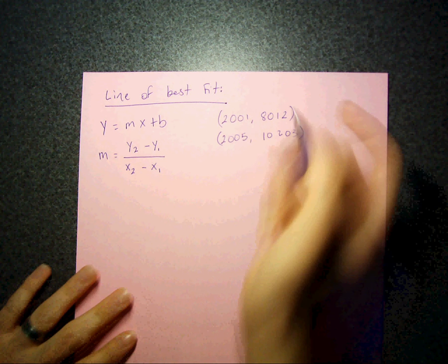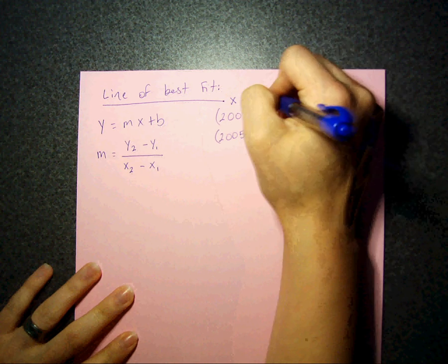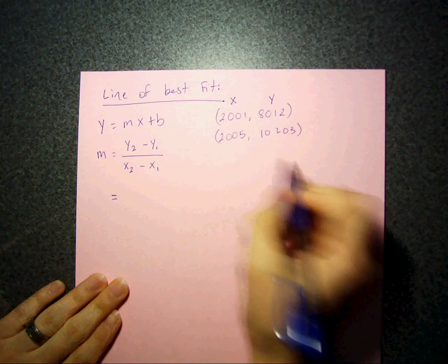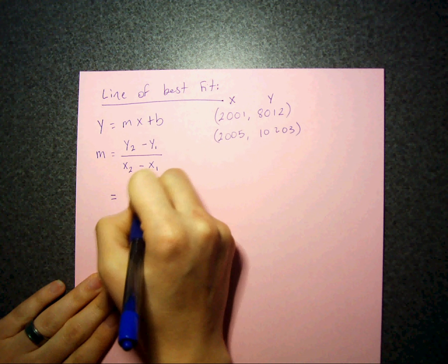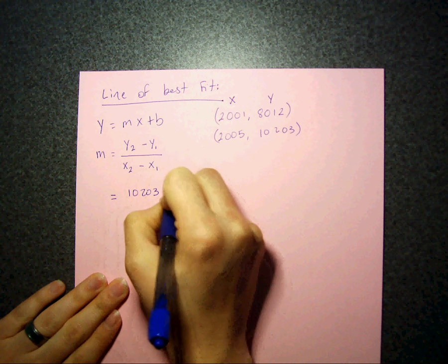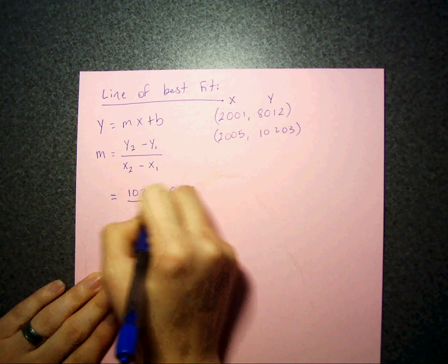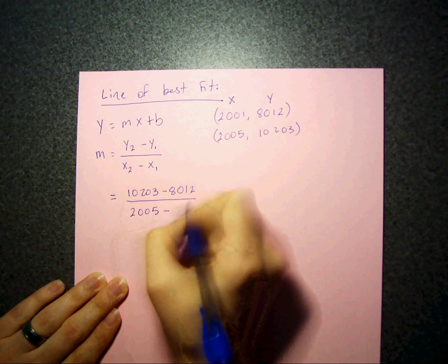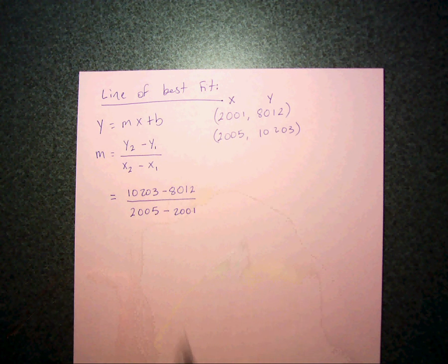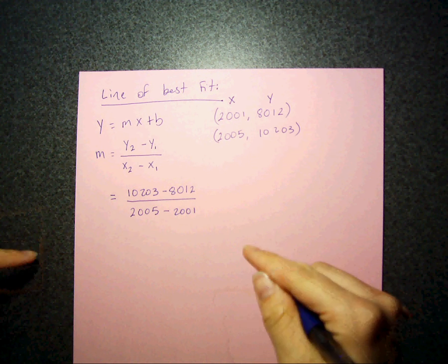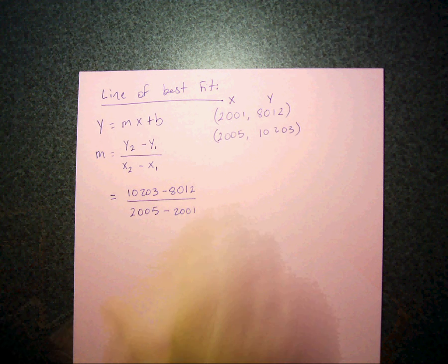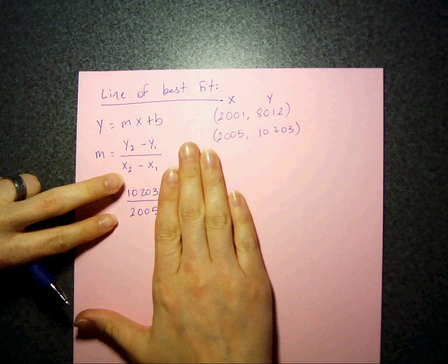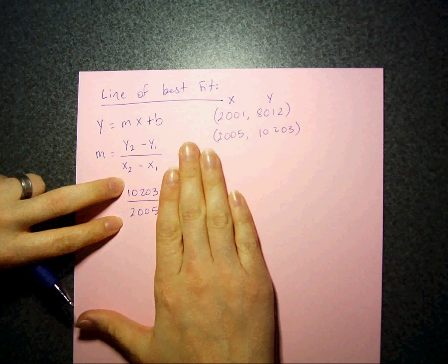And so these are my x's and these are my y's. And so I'm going to find my slope. So I have 10,203 minus 8,012 divided by 2005 minus 2001. And you can kind of check yourself to make sure you plugged in your values correctly. If you cover up one side, you should have your y over your x, obviously, but they should come from the same point, right? 10,203 and 2005, which they did. They came from the same point. And same thing on the other one. I have my y over my x, and they came from the same point.